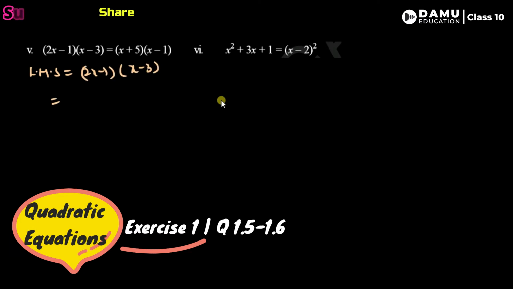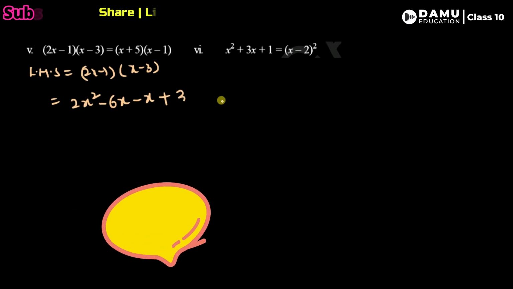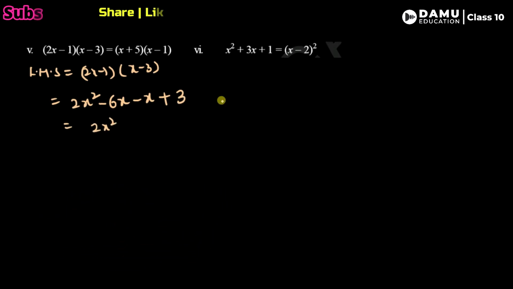So 2x into x is 2x square. Then 2x into minus 3 is minus 6x. Then minus 1 into x is minus x. Minus into minus will become plus, 1 threes are 3. So this will be 2x square minus 6x minus x. We add them and the symbol is the same, so minus 7x plus 3.